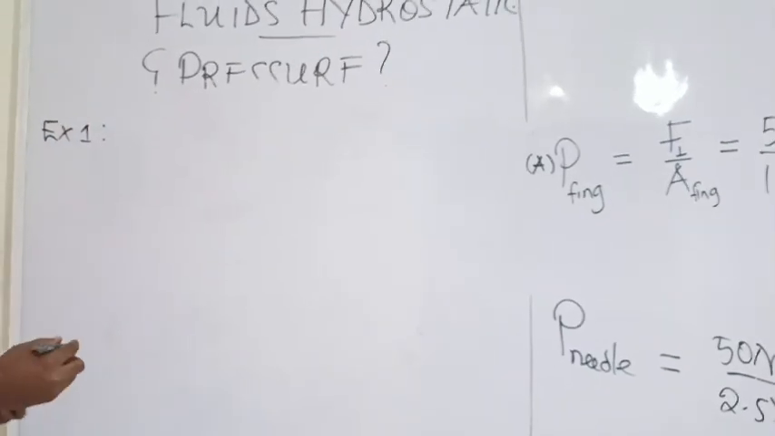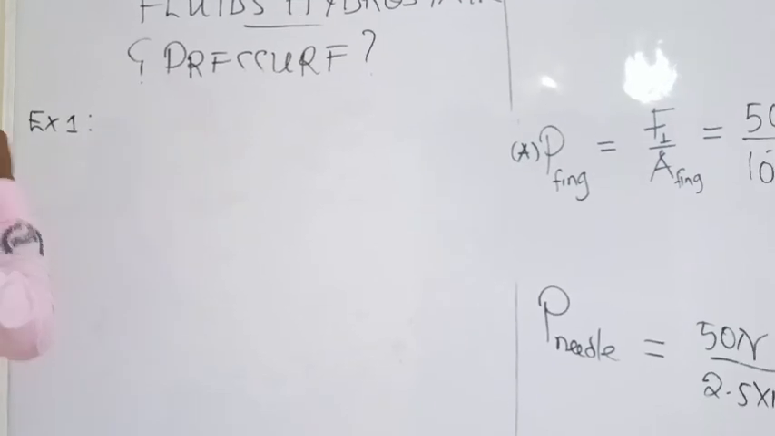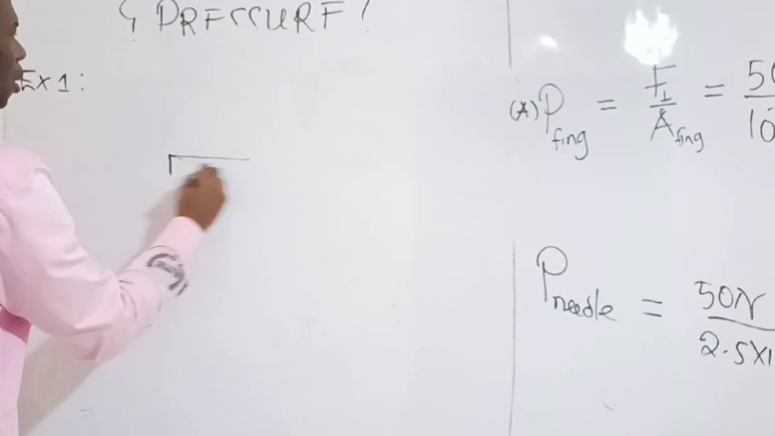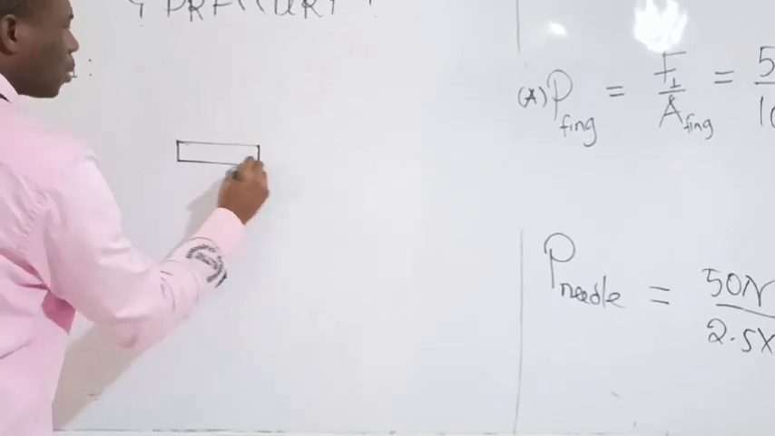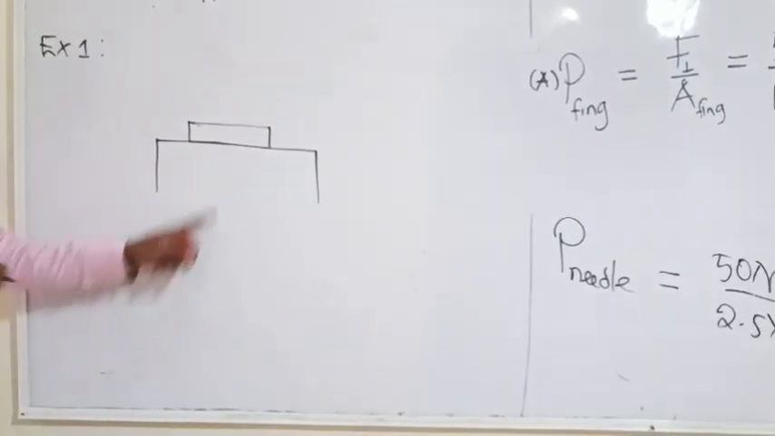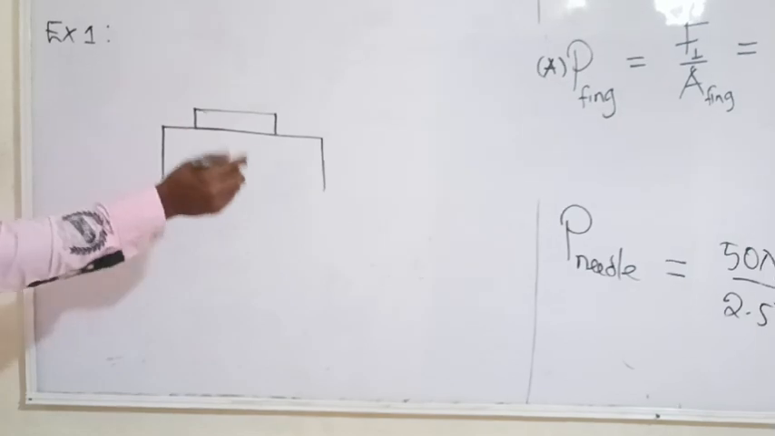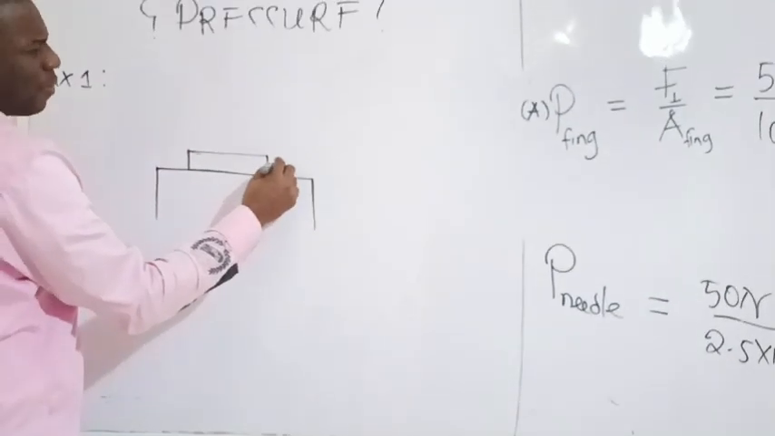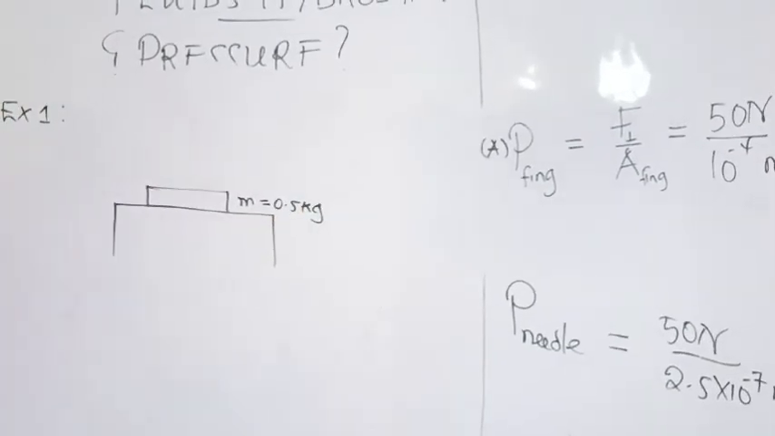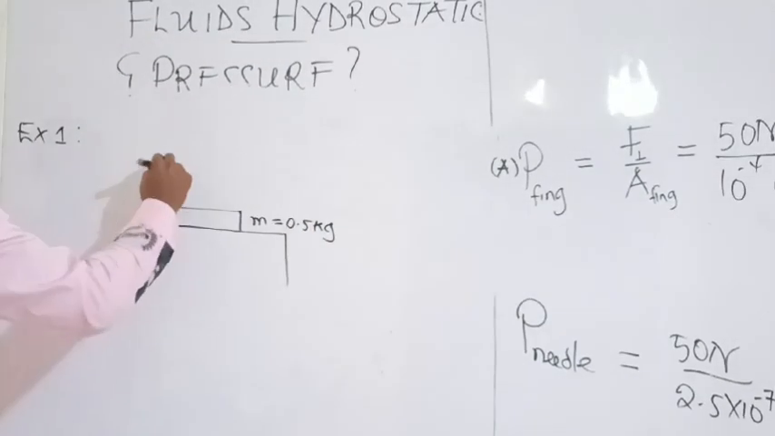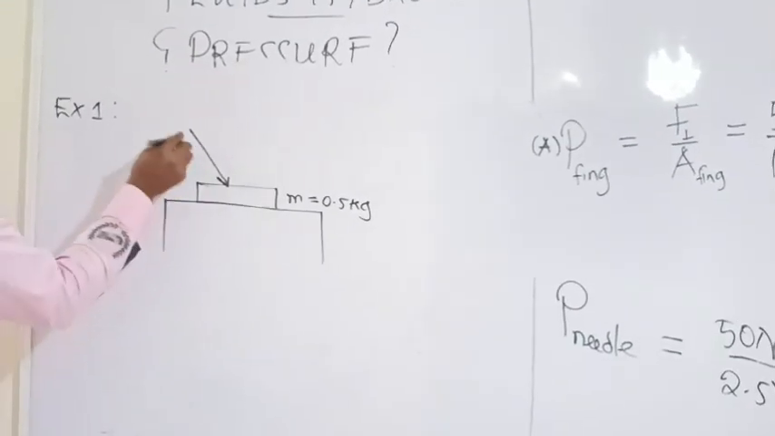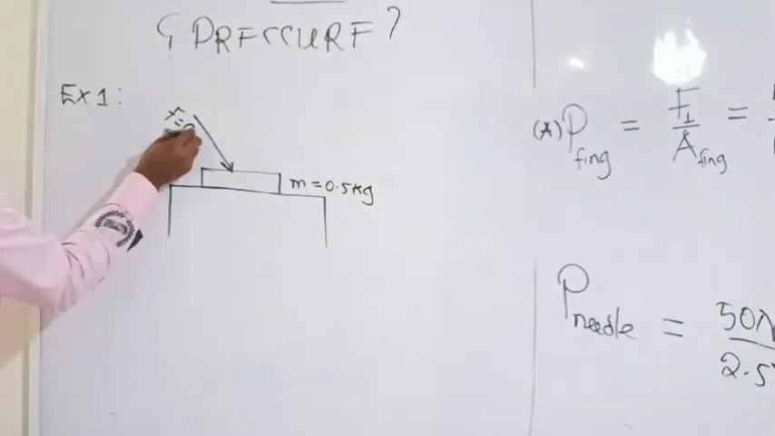So the given is, let's take for instance that I have a book, like so, and this book rests on a table. So this is a book, and this is a table. So let's say I give the book a mass of half a kilogram. The book is half a kilogram. And let's say I exert a force on this book, and let's say the force is 16 Newton.